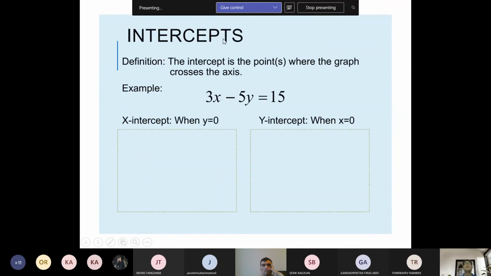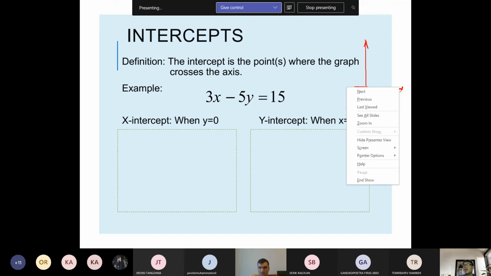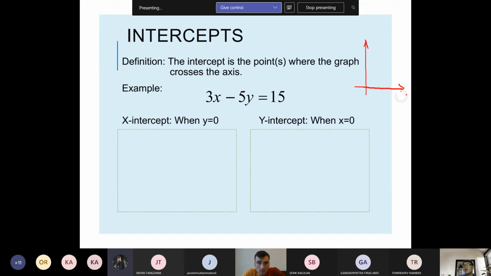Now the intercept. The intercept is actually the point where the graph crosses the axis. Now in a graph, how many axes do we have? We have 2. What do we call this one? X-axis.